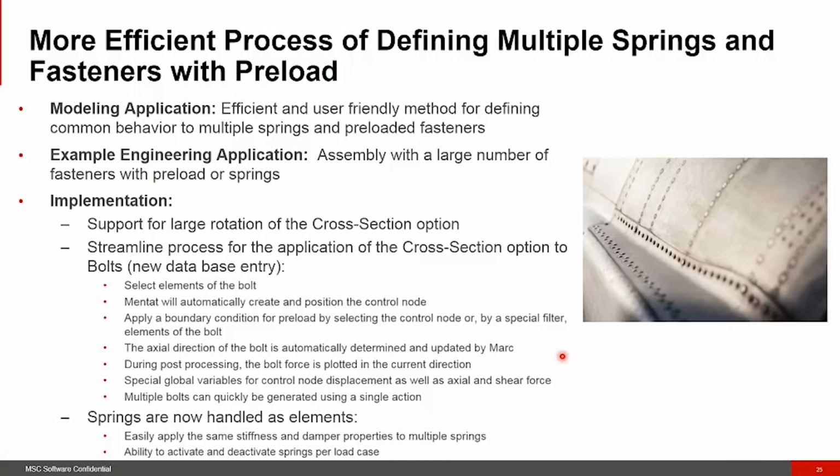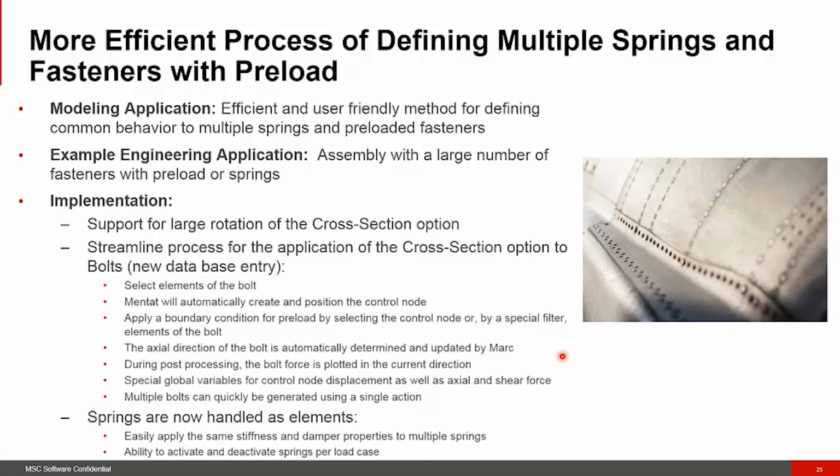You just select the elements of the bolts, and then Mentat will automatically create and position control nodes for those bolts. You can then apply a boundary condition for preload by selecting the control node, and there'll be a set created, or by a special filter, you can select the elements of the bolt if you don't want to select the nodes. The actual direction of the bolt is automatically determined and updated by Marc, as it should. And during post-processing, the bolt force is plotted in the current direction, also as you would expect.